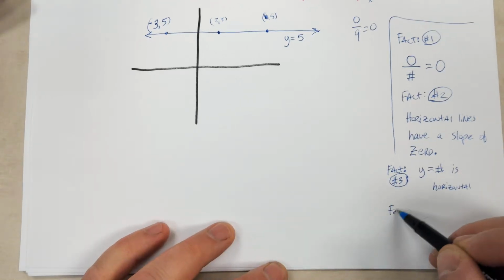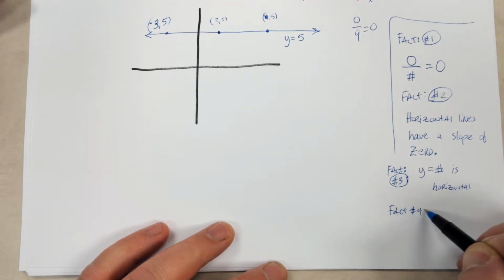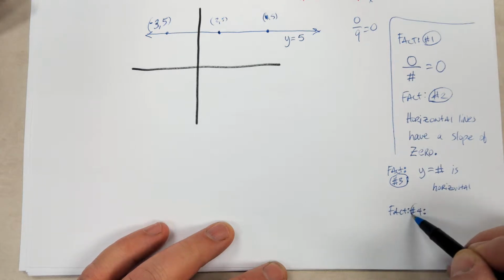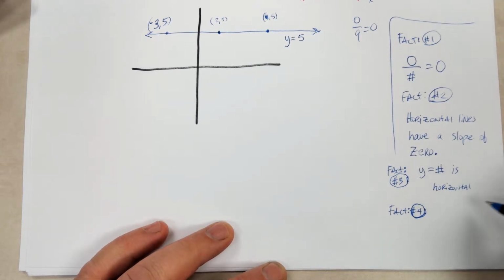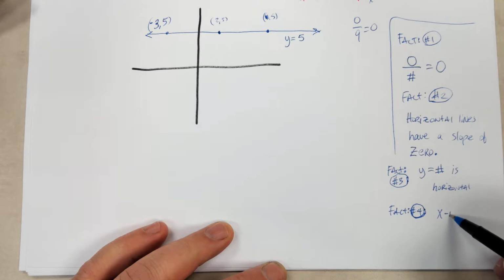So fact number 4. The x-axis is y equals 0.